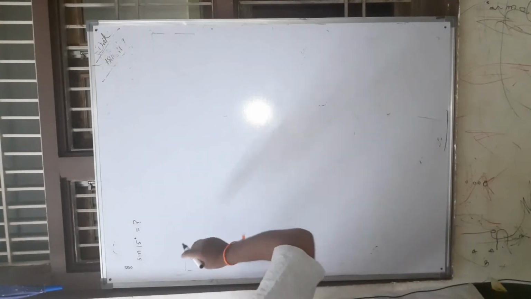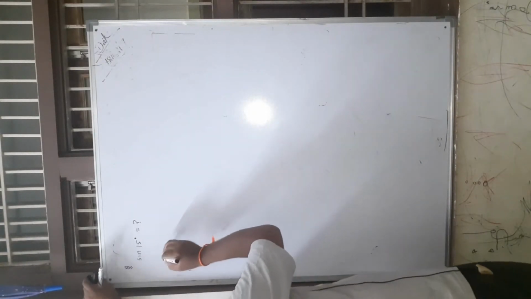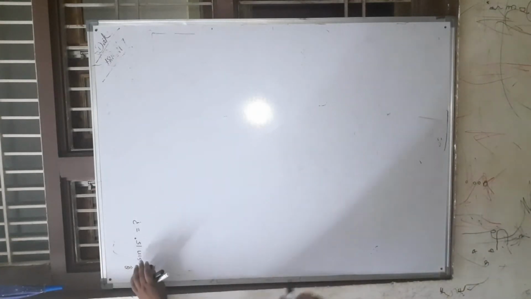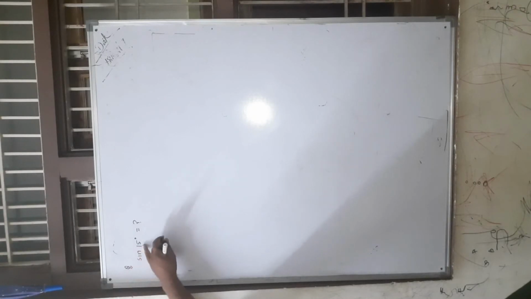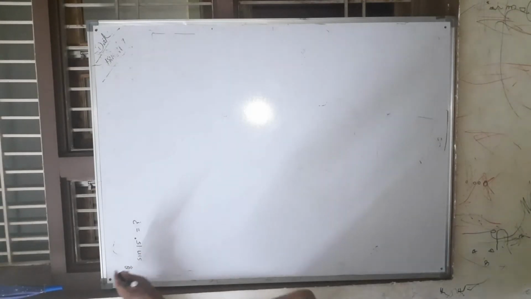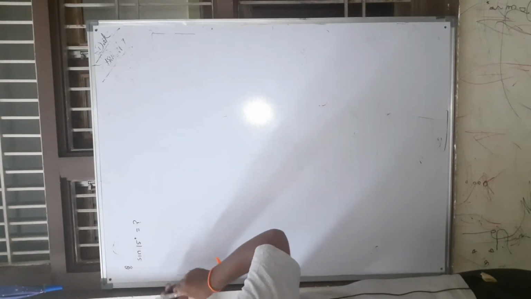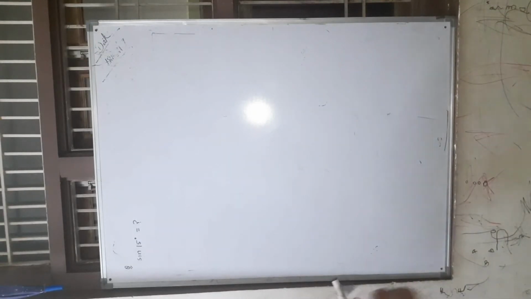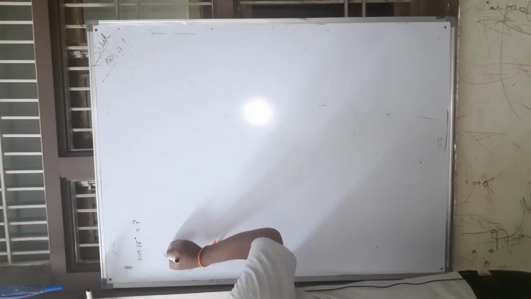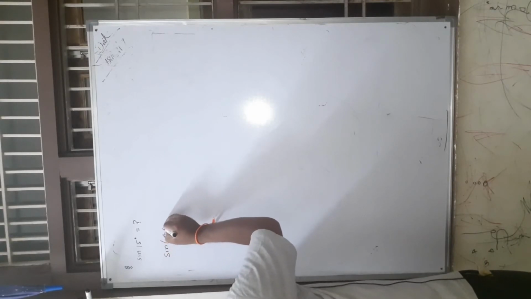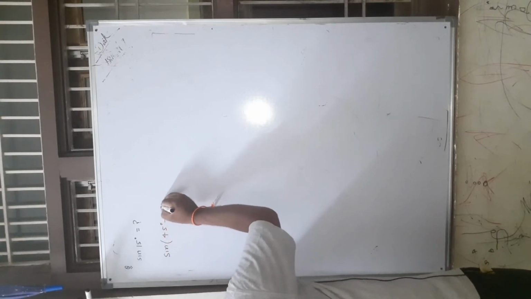Now I solve. As we know, we know only the values of basic angles like 30 degree, 45 degree, 60 degree, 90 degree. We don't know the value of sine 15 degree. So how can we calculate the value of sine 15 degree? We can write sine 15 degree like this: 45 degree minus 30 degree.